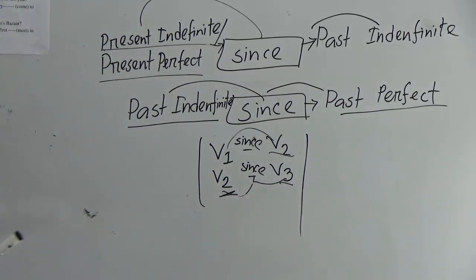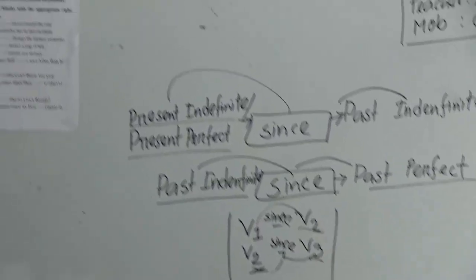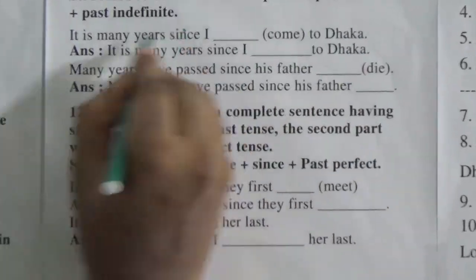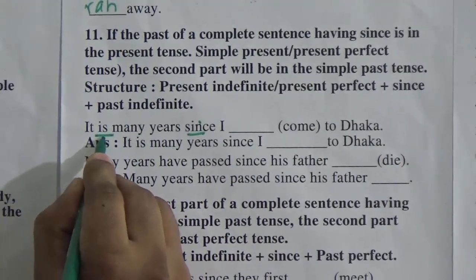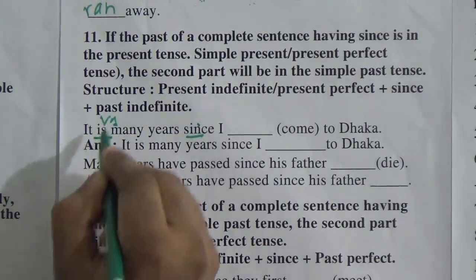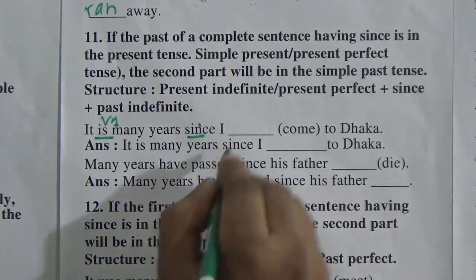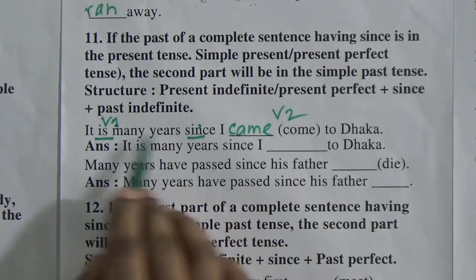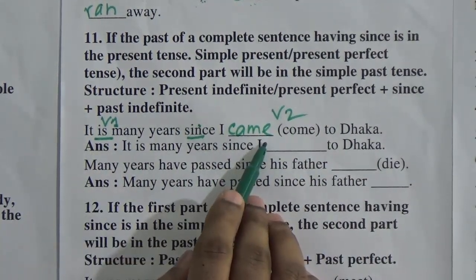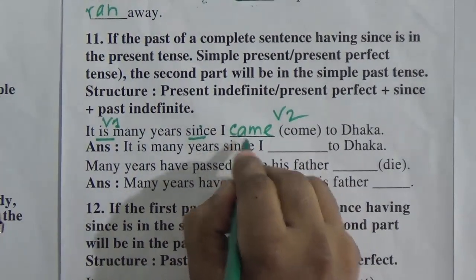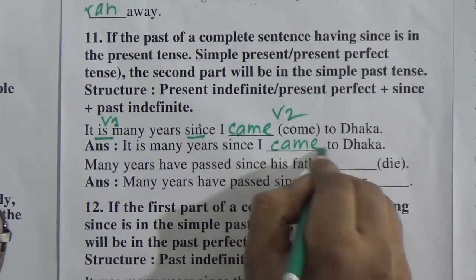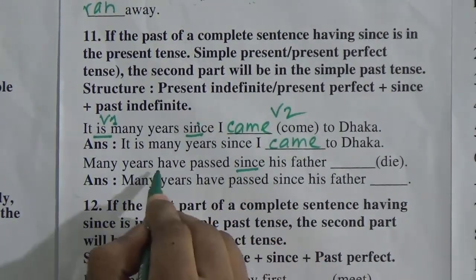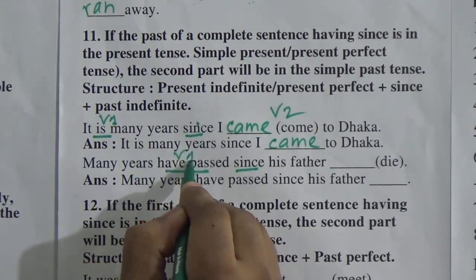Now come to the board again. Now come to the example again. So: it is many years since I dash to Dhaka. So before since, which tense? Look, before since it is present indefinite tense, V1, so we will have to make it V2: I came. This is V2. Present indefinite tense comes, we will make it past indefinite tense. So, it is many years since, the answer will be I came to Dhaka.